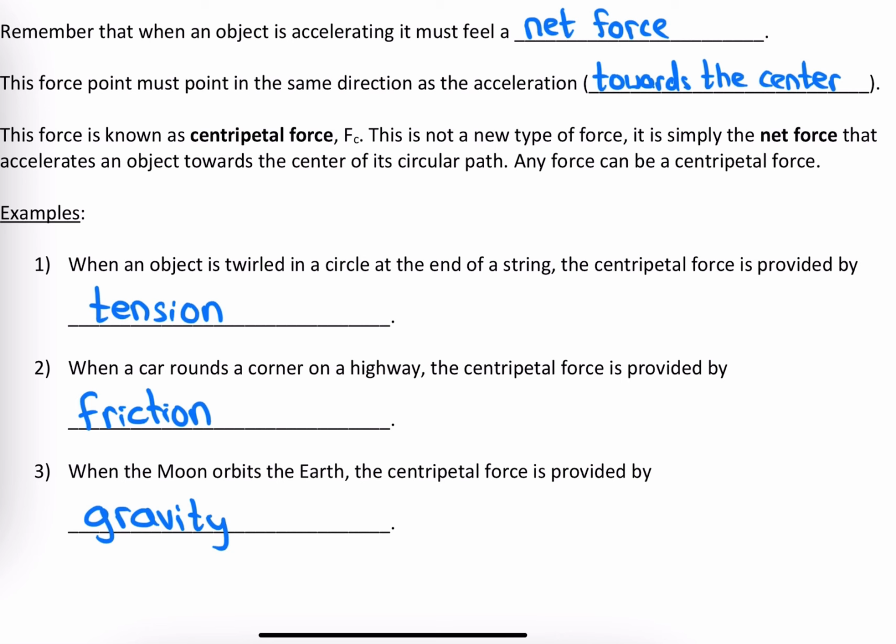So there are cases where tension is a centripetal force. There are cases where friction is a centripetal force. And there are cases where gravity is a centripetal force. There are other examples too, but I'm just trying to highlight the fact that the centripetal force is not a new type of force. It can come from any force that we may already have talked about.